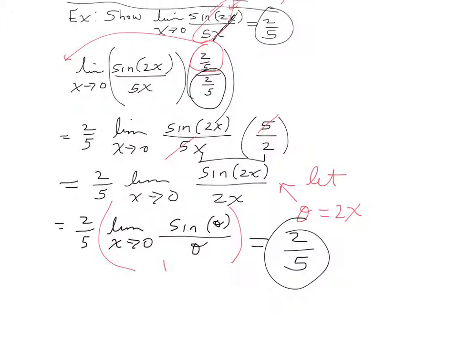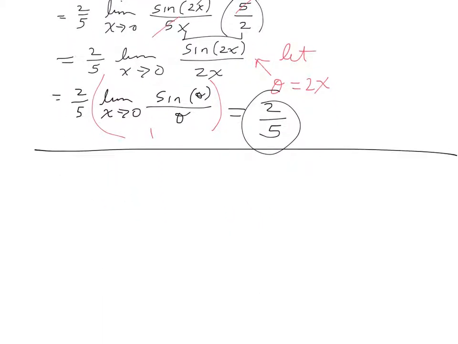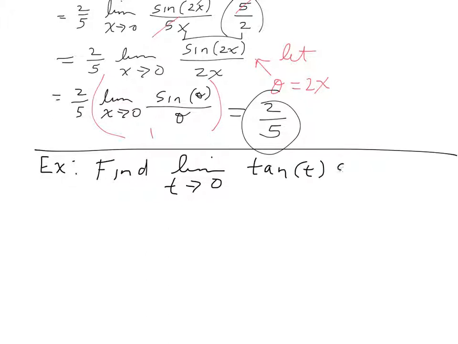All right, one more example. Every time you cough, my throat hurts. All right, so find the limit as t goes to 0 of tangent t secant 2t all over 3t.